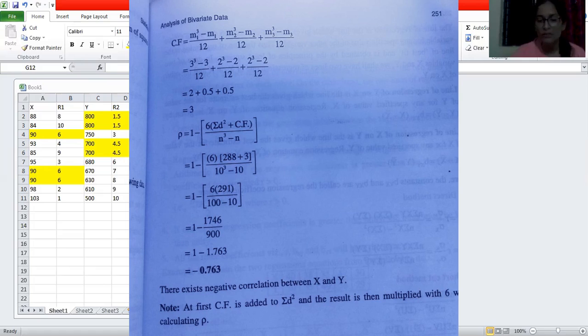Now apply your formula to calculate the correction factor. This is your correction factor, M1 cube minus M1 divided by 12. Since there are 3 repetitions in the problem, we have taken 3 terms. So the correction factor will be calculated and then added. First you calculate the correction factor, add it to the sigma d square, multiply it with 6, and then you calculate the answer. Here your final answer will be minus 0.765, which goes on to show that there exists a negative correlation between x and y.